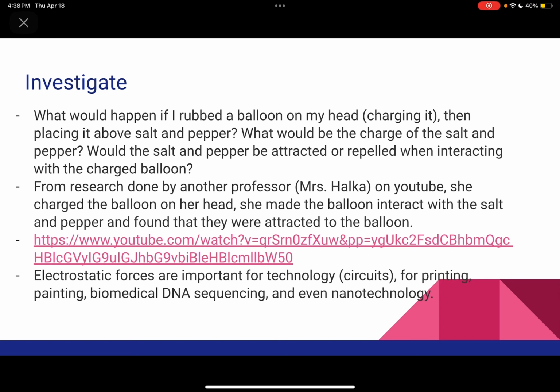I researched this and found a professor named Miss Holka on YouTube that completed this experiment and found that it was attracted. So electrostatic forces are important for technology, circuits, printing, painting, biomedical DNA, and even nanotechnology.